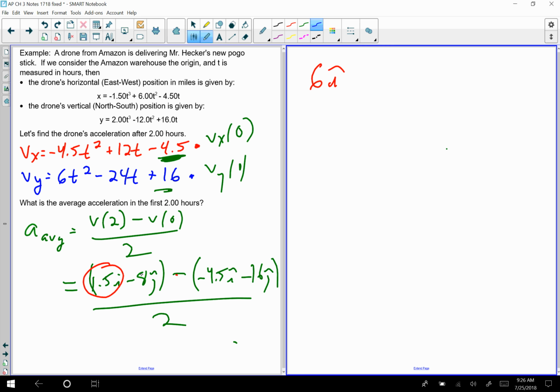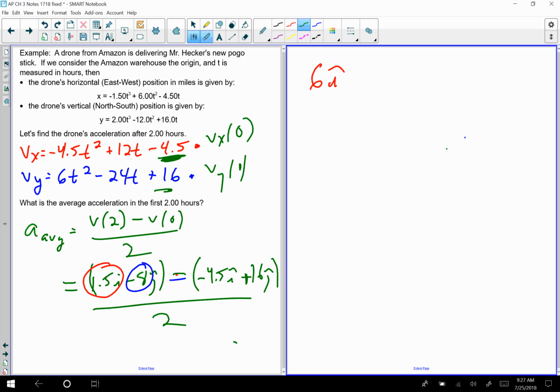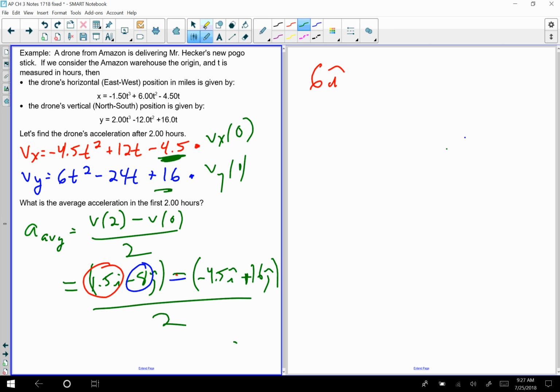Oh, shoot, I made a mistake here. This was supposed to be plus 16, right? I just made a little change there. This was supposed to be plus 16. All right, so minus 16. So negative 8 minus 16 is what? Minus 24? You can't correct me if I'm making a mistake, so we're just going to move ahead.